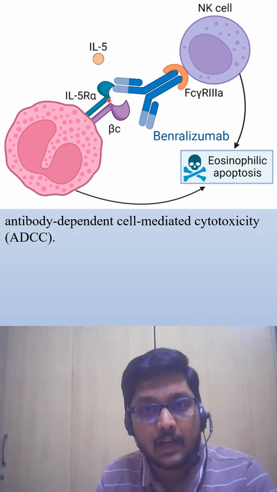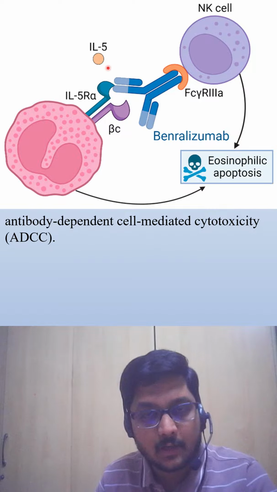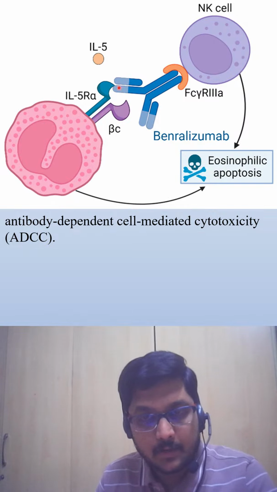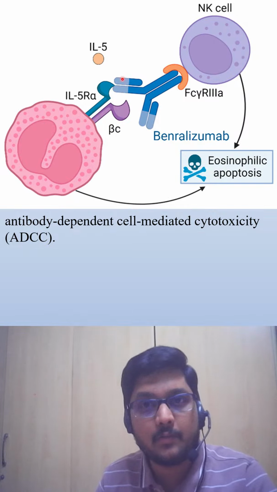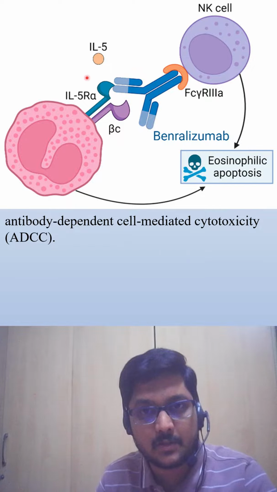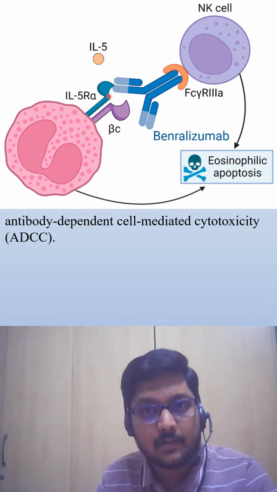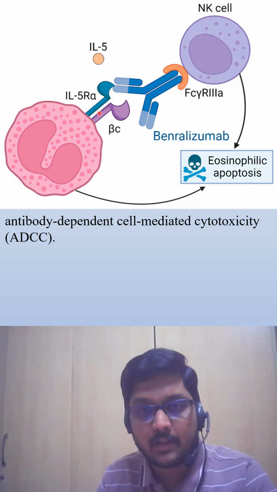This alpha subunit of the receptor on the eosinophil is naturally bound by interleukin 5 during disease exacerbation. So we want to prevent the disease exacerbation, so we want to prevent IL-5 binding to the receptor. So who is the competitor? This is the monoclonal antibody benralizumab. It is binding to the interleukin 5 receptor at the alpha subunit.